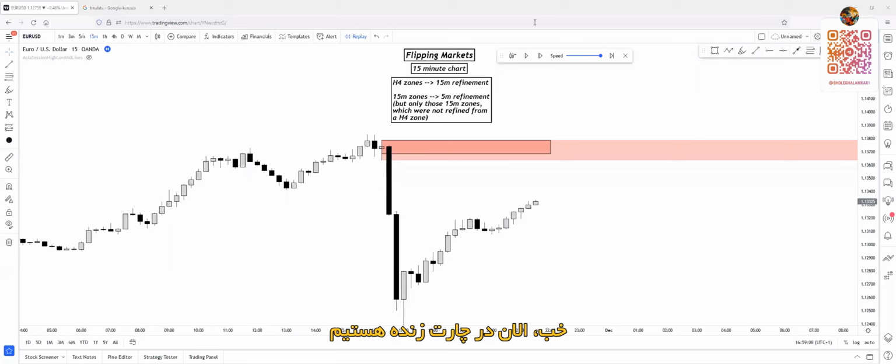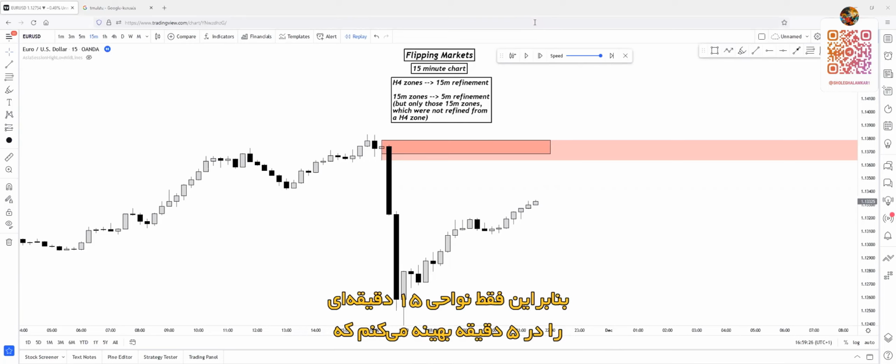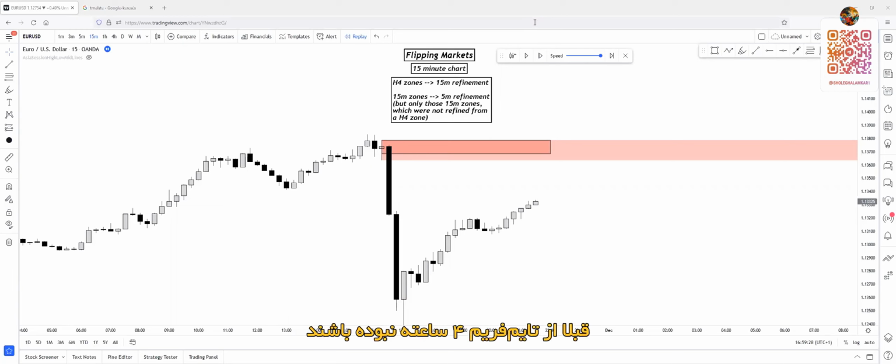Okay, we're on the live chart. I usually do two types of refinements. The first one is the 4-hour zone refinement on the 15-minute, and the second one is the 15-minute refinement on the 5-minute. But if I refine the 4-hour zone on the 15-minute, I just keep it that way, and I won't refine it again on the 5-minute. So I only refine those 15-minute zones on the 5-minute which were not refined from a 4-hour zone.